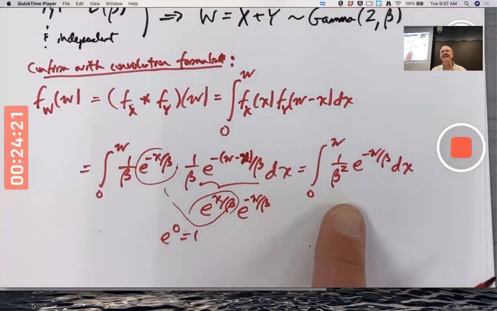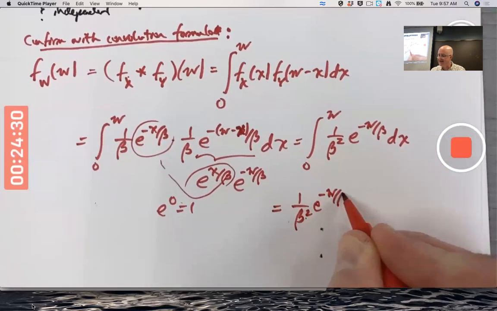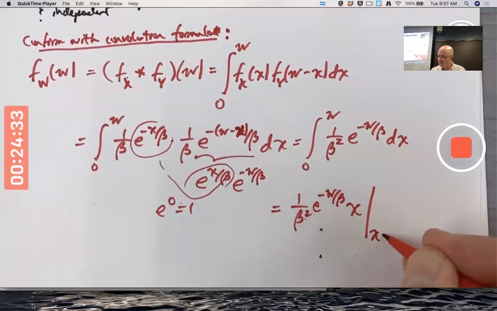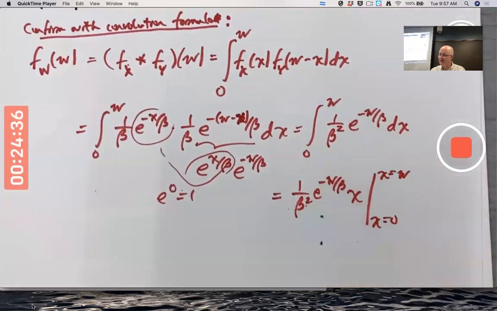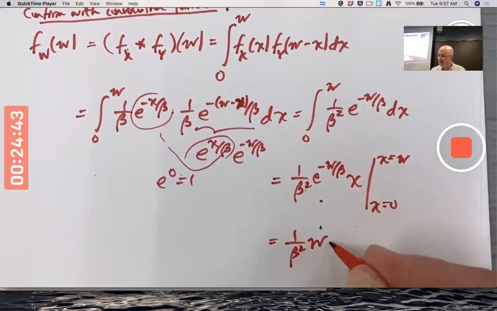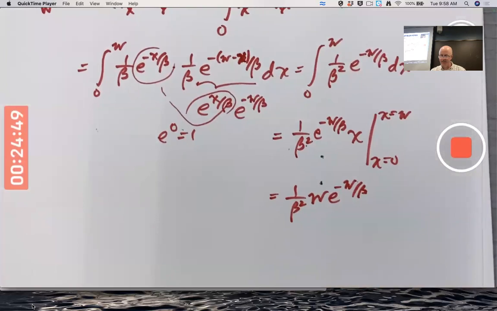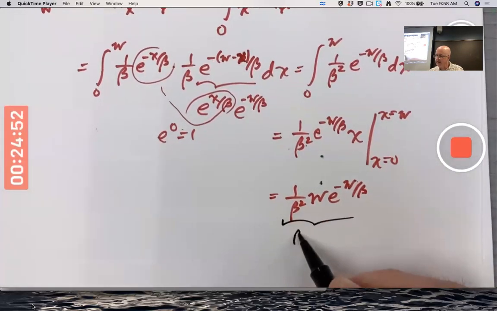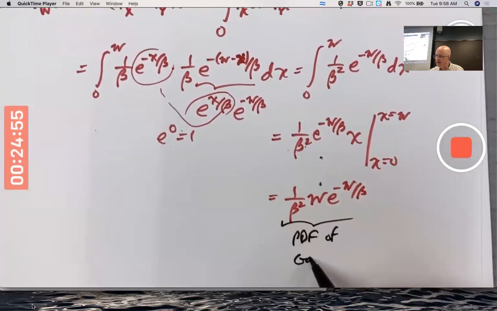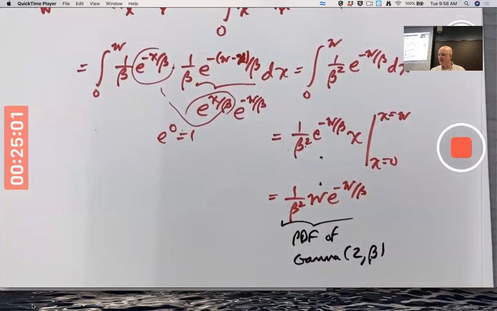This is a constant with respect to x. Very easy integral to do. Get 1 over beta squared e to the negative w over beta times x. X goes from 0 to w. And when you simplify that, that's 1 over beta squared. Replace x with w. I'll put it in the front. W e to the negative w over beta. And that is the PDF of a gamma. PDF of gamma when alpha is 2 and beta is beta. All this is assuming w is greater than or equal to 0.